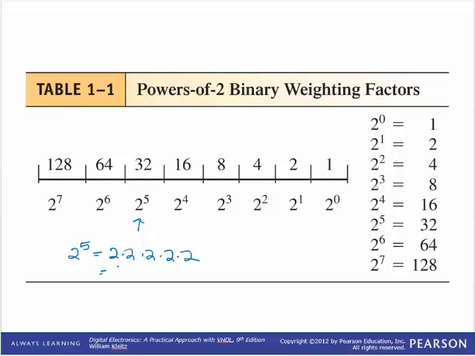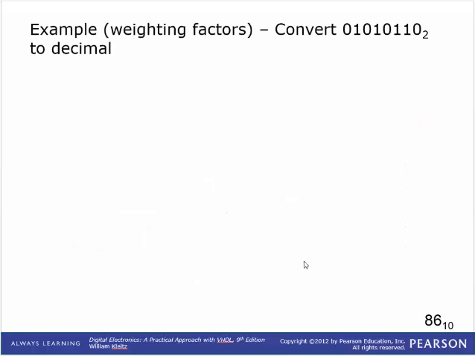And if you do that math, you'll find out that that's 32. 2 to the 6th is 64. 2 to the 7th power is 128. So these are going to be our weighting factors for any binary number that we want to convert to decimal. Well, we're going to do it first with the weighting factors technique, and then we're going to do it by the division technique. So let's do an example with weighting factors. I want to convert this number in base 2 to decimal, which is base 10. And we want to use the weighting factors technique.